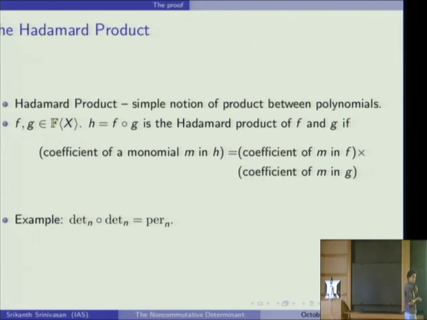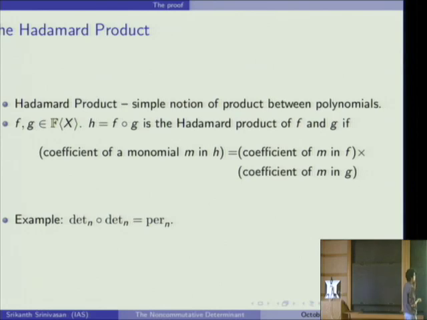Wait, why do you get the permanent? That's because every coefficient of the determinant is either plus or minus 1. When I take the Hadamard product, I'm going to square the coefficient. So I'm just going to get 1, and hence I get the permanent. Coefficient plus 1. Right. So I'm just taking the pointwise product.